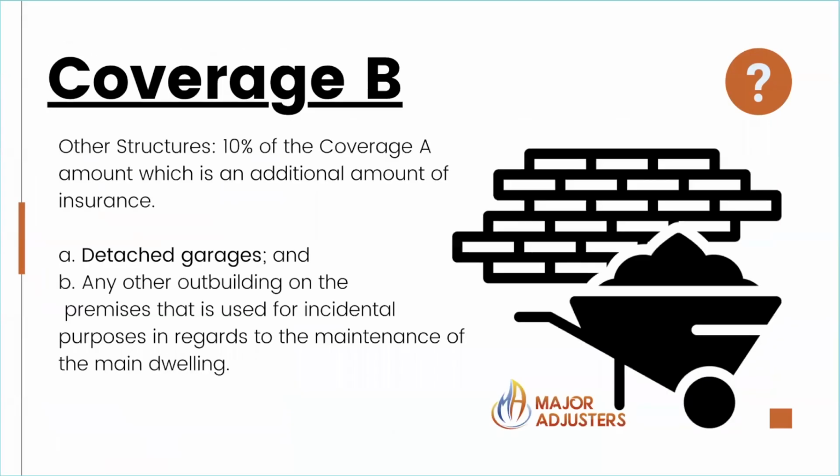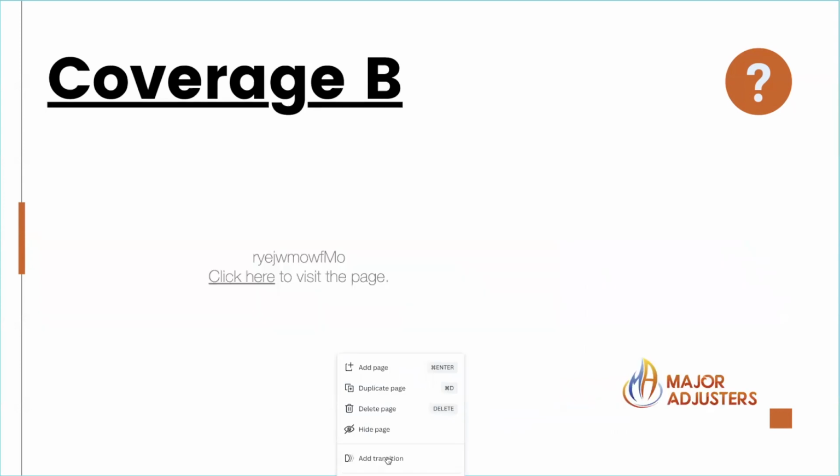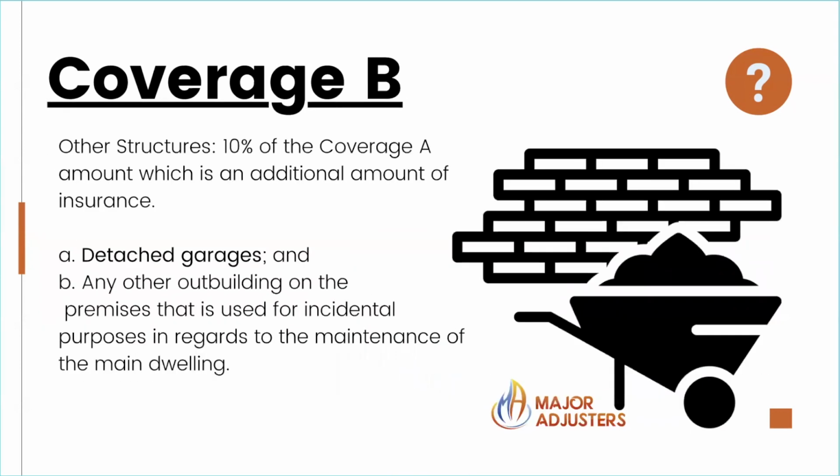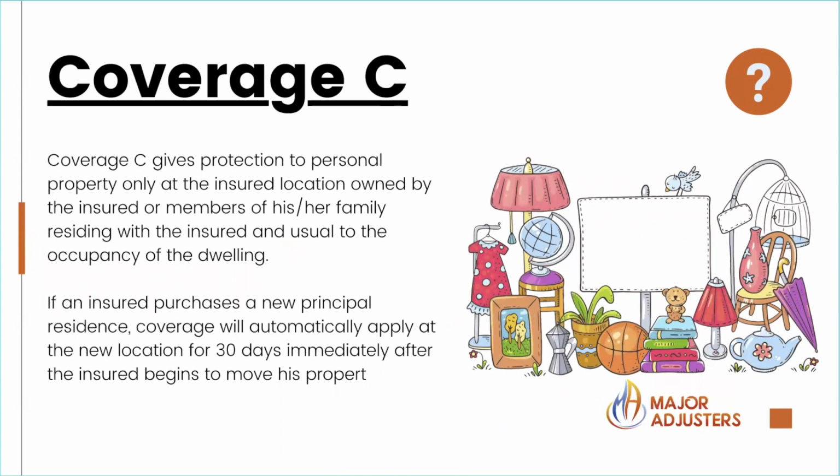All right, let's go on to coverage B. Remember, your coverage B is 10% of your coverage A. So that is your detached garages, any outbuildings, in-ground pools, fencings, anything that is not connected to the house but is on the property. That is going to be on the exam.